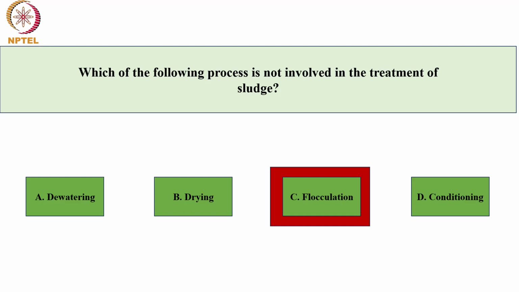No, it's before. Flocculation is the correct answer. Conditioning is where you add some chemicals like lime, at excessive alkaline conditions, and the pathogens will die. That is called chemical conditioning, so that can be used as a treatment for sludge. Flocculation cannot be used as a treatment for sludge.